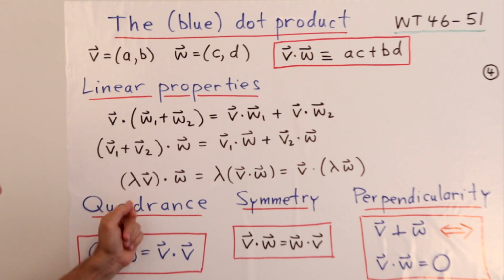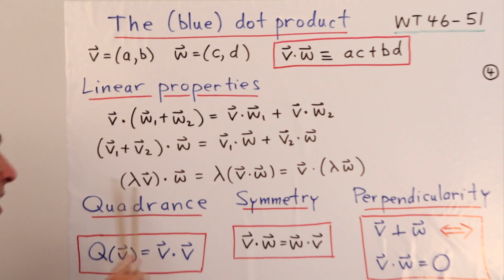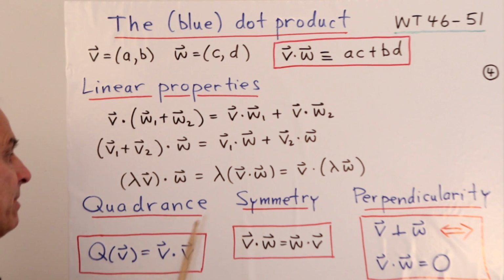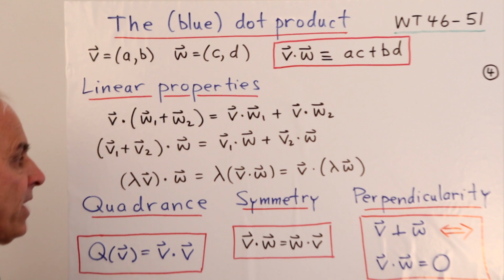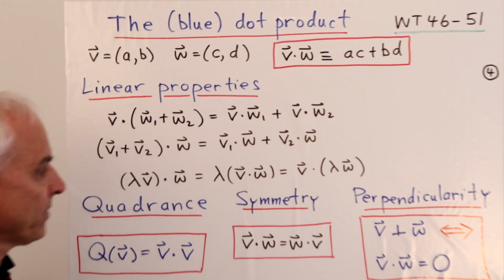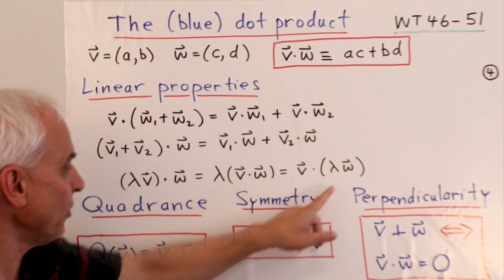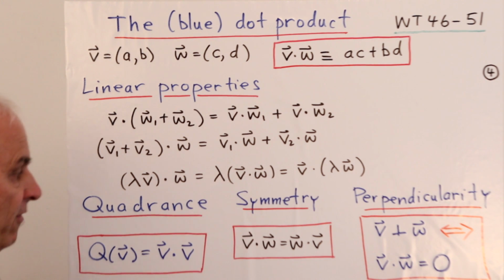And also there's a linearity with respect to scalar multiplication: if we multiply v by some number lambda and take the dot product, that's the same as taking lambda times the dot product of v and w. And that's also the same as v dot lambda w. So that scalar can be moved around from being in front of w to being in front of v to being in front of the dot product itself.